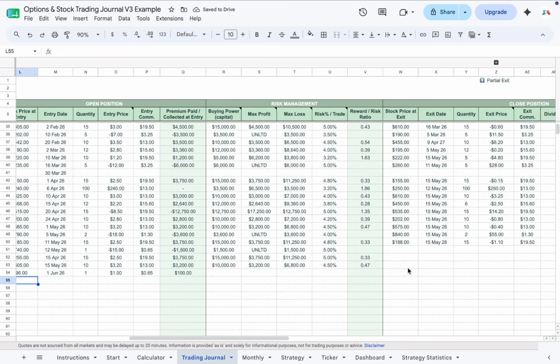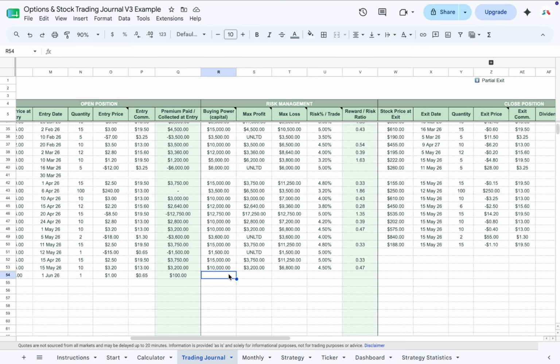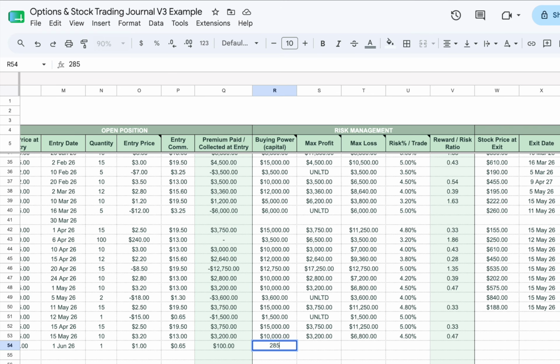After entering the opening trade information, move on to the risk management section. Enter the buying power required for the trade. This is the amount of capital your broker sets aside to maintain the position. Tracking buying power is especially useful for options traders because it helps measure how efficiently your capital is being used to generate returns. Next, enter the maximum profit and maximum loss for the trade, along with the percentage of your account at risk based on your net liquidation value. Having these numbers recorded allows you to review whether your position sizes and risk management are consistent across your trades.